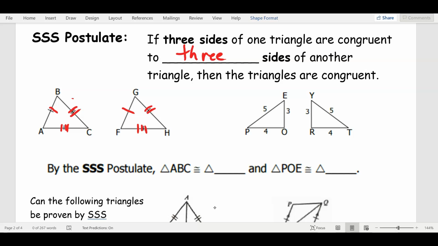Please. Okay. I don't want to have to come back here again. Please. So, ABC matches what? What 3 letters? FGH.